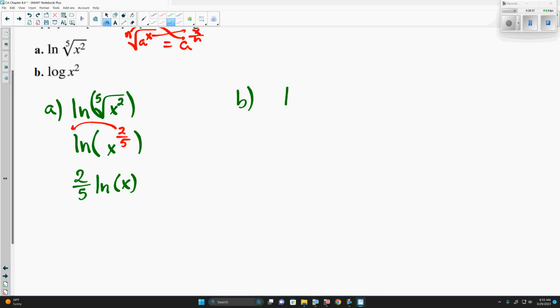B, log of x squared. Well, this one's a little bit nicer. We don't have to do any simplifying. We can just move the exponent to the front, telling us that it's 2 log of x. Any questions on this here?